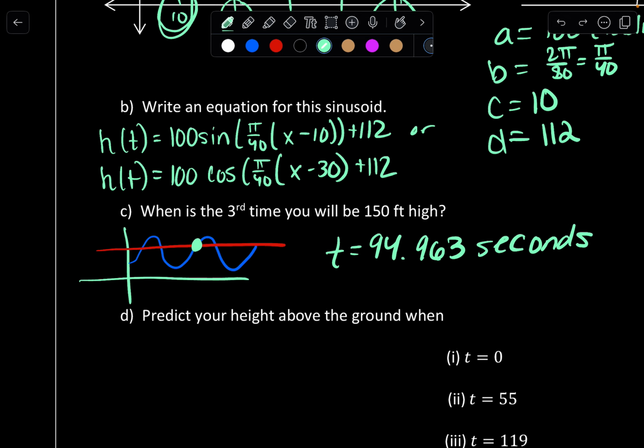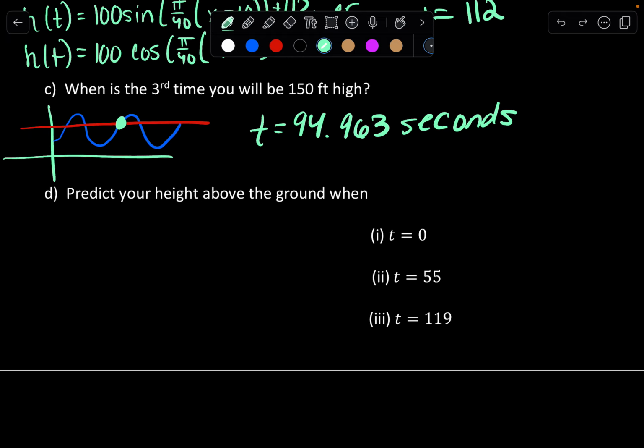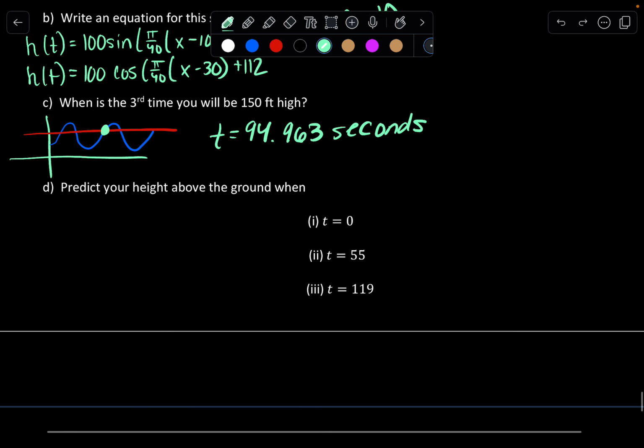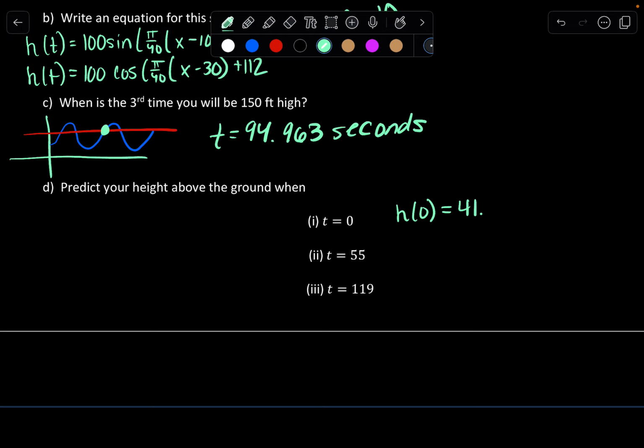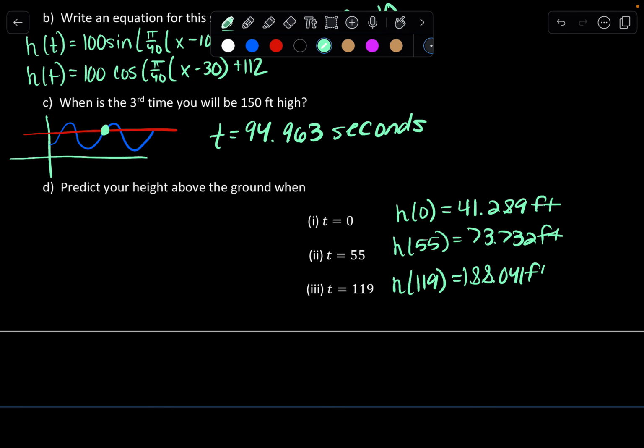And then for the last one, T equals 0. We could say that H of 0 is equal to, we got 41.289 feet. So include the equation with the units. For the second part, H of 55 is equal to 73.732 feet. And then for the third one, we have H of 119 is equal to 188.041 feet. If you want to use the approximation, that's okay as well.